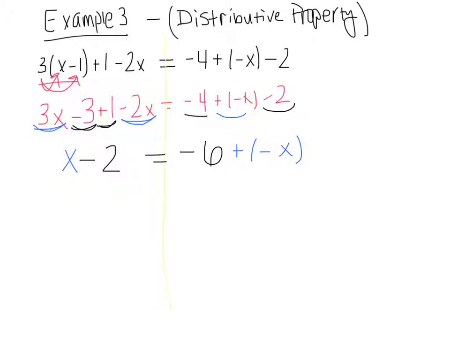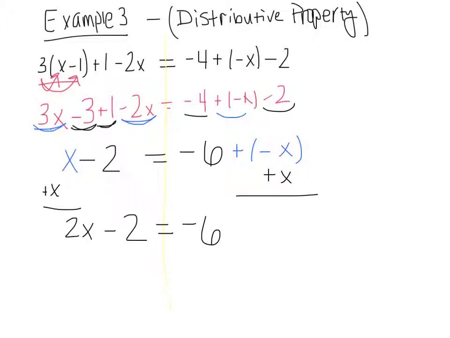At this point, I've combined all my like terms, and now I'm trying to get my x's positive and all on one side of the mat. I have a negative x on the right and an x on the left. So I want to get rid of this negative x. To do that, I need to add x. But if I do it to the right, I have to do it to the left. And I have x plus x, which is 2x, and bring down your minus 2. Then on the right, I have negative 6, and then negative x plus x equals 0. It cancels out. So I'm just left with negative 6 on the right.